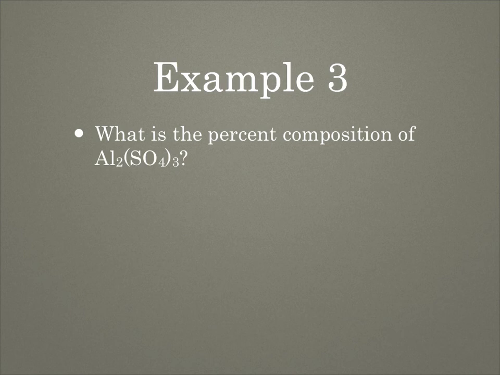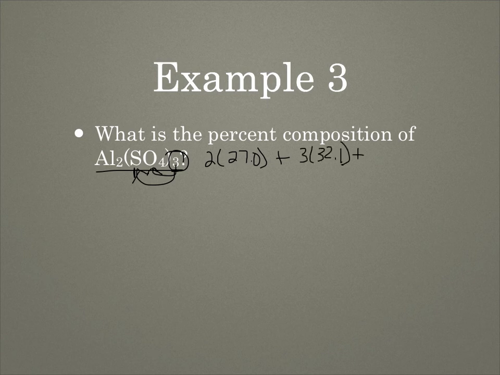Alright, let's do another one. Let's do aluminum sulfate. Okay? So first we've got to figure out what's the formula mass of aluminum sulfate. Well, 2 times 27, that's what aluminum is, plus there's a 3 here, and that takes it 3 times this, and 3 times the O4. So there's 3 sulfur, so 3 times 32.1, plus 3 and 4 makes 12, 12 times 16 for oxygen, and the overall mass is 342.3. Okay, so that's our whole.